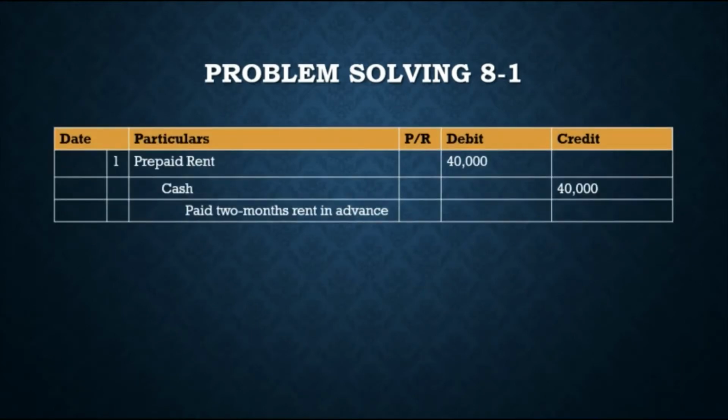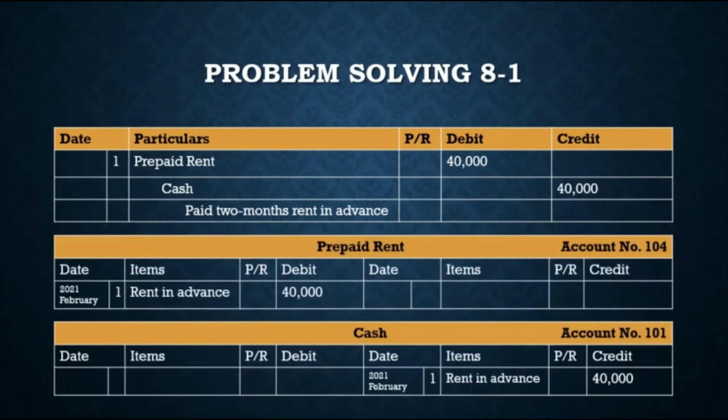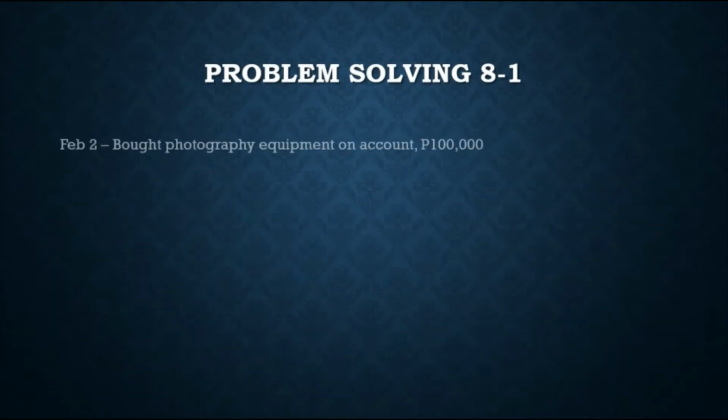So ang ating journal entry no February 1 para sa transaction na ito ay debit prepaid rent 40,000 and credit cash 40,000 for the payment of the 2 months rent in advance. So kapag pinost natin to sa general ledger, ito ay under account number 104 at 101 respectively. Next naman is no February 2.